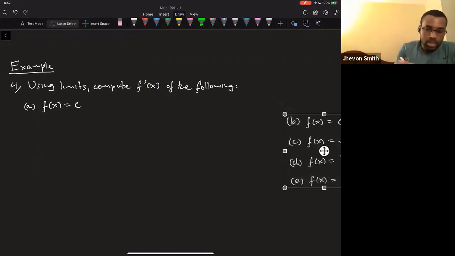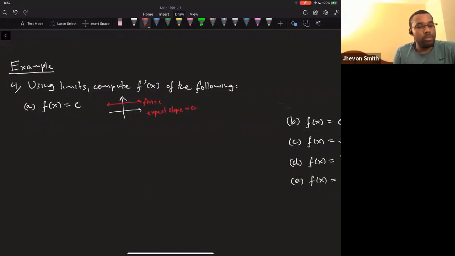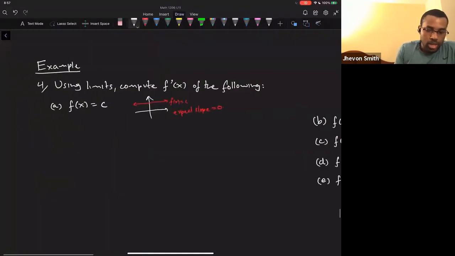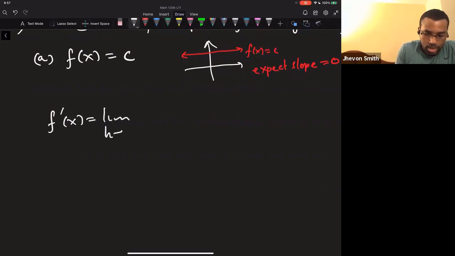Well, it kind of makes sense. This is just a constant function, f of x equals c, that's just a horizontal line. We would expect the slope equals 0. But is it? Let's see. What we would do here is f prime of x would be the limit as h approaches 0 of f of x plus h, minus f of x, all over h.